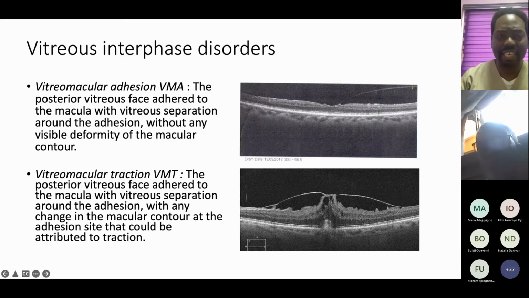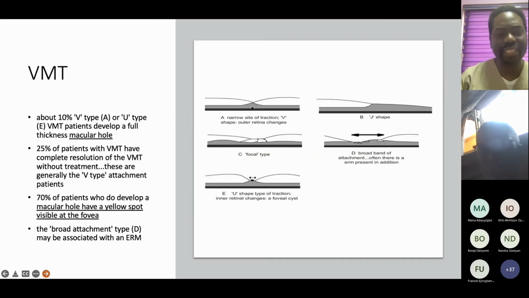Whereas the vitreomacular traction, VMT, is when the posterior vitreous face is adhered to the macula with vitreous separation at the adhesion, with a change in the macular contour at the adhesion site that could be attributed to the traction. And so that's the vitreomacular traction, as different from vitreomacular adhesions.